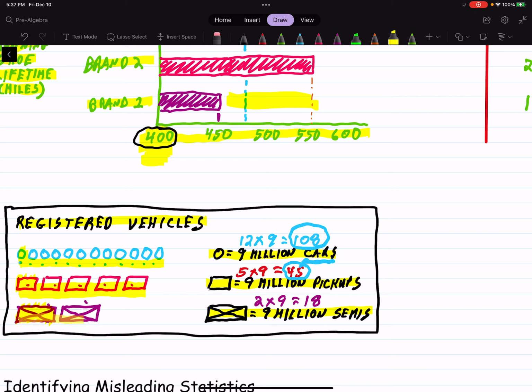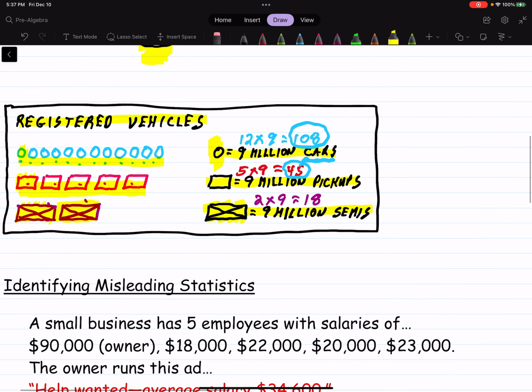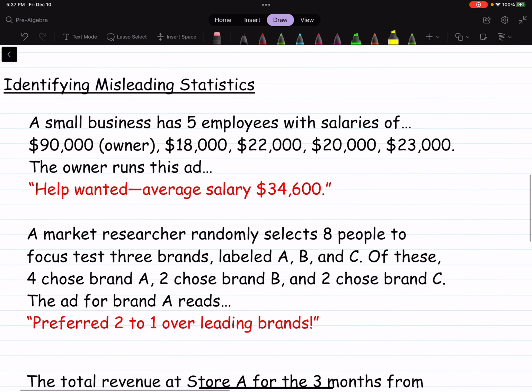And once again, we do the same thing with the relationship of semis to pickups or semis to cars, because the icon that we use to draw them is too big, too wide compared to the icon we use to draw the cars. So if you don't watch what you're doing, you can accidentally skew a document or a chart and make it look misleading.